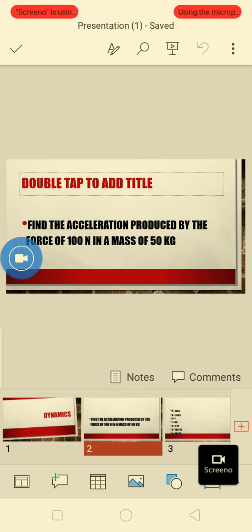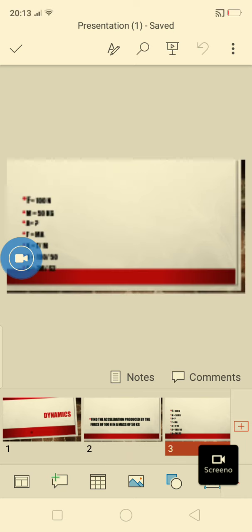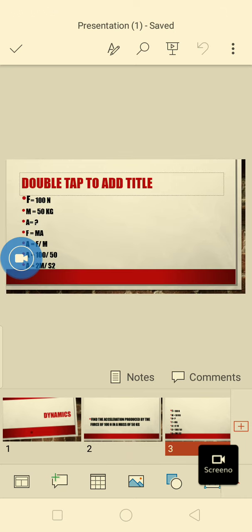Data we have given is force of 100 Newton and mass of 50 kilograms. So let's start. Force is equal to 100 Newton, mass is equal to 50 kilogram, acceleration is equal to question mark. Using the Newton law of motion, F is equal to ma, a is equal to F divided by m.